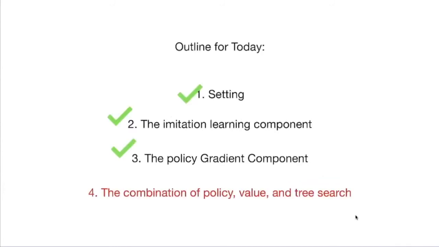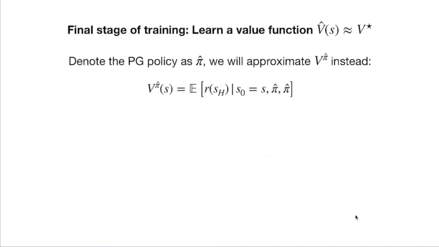Okay, so let's see how we can combine policy and value. We haven't talked about the value network yet, but let's see how we can combine the policy network, the value network, which we'll talk about in a second, and a search tree together. Okay, so the final stage of the machine learning part is just to learn a value function. Our goal is to learn this function v hat that approximates v star.